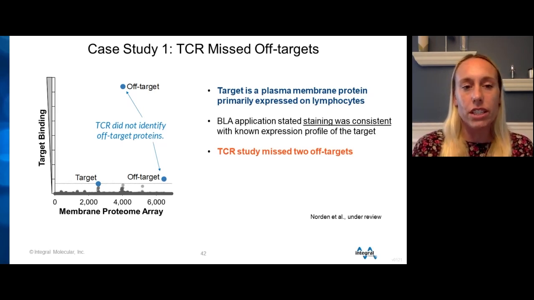Here, the antibody targets a plasma membrane protein that is primarily expressed on lymphocytes. The MPA identified the target, but actually also identified two off-targets. The BLA application stated that the TCR staining was consistent with the known expression profile of the target. So this is a case where the TCR study simply missed two off-targets.